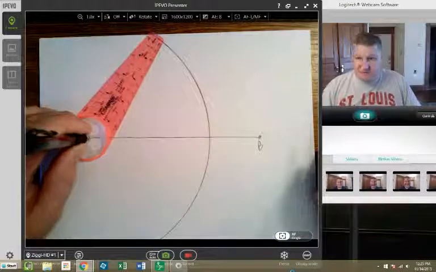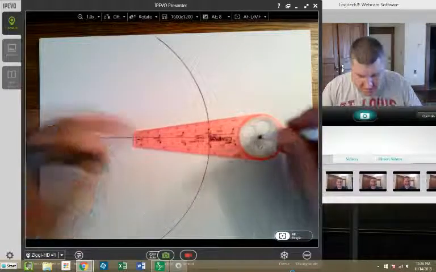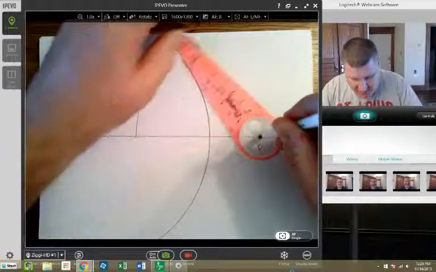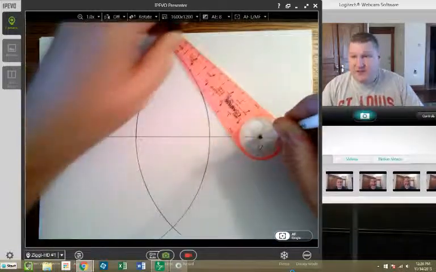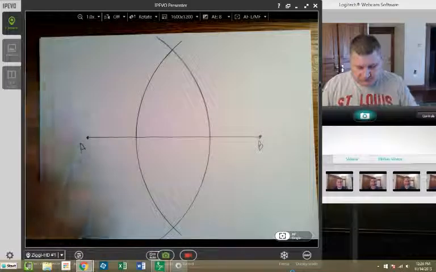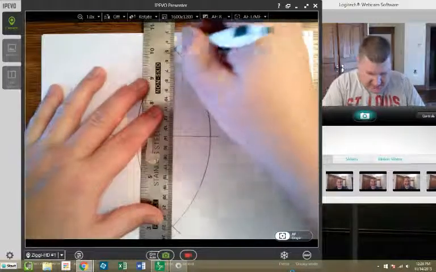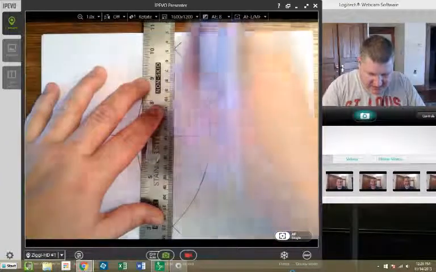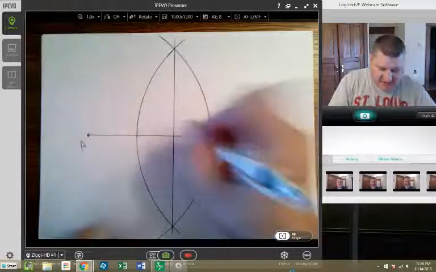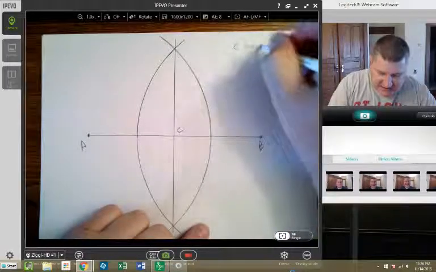Here we go. So I've done it from one end. Let's go to the other end. Put it on the end, and let's make a mark. Whew, okay, just big enough. And by having these cross over, we can now make this bisector. So now C, we can confidently say C is a midpoint.